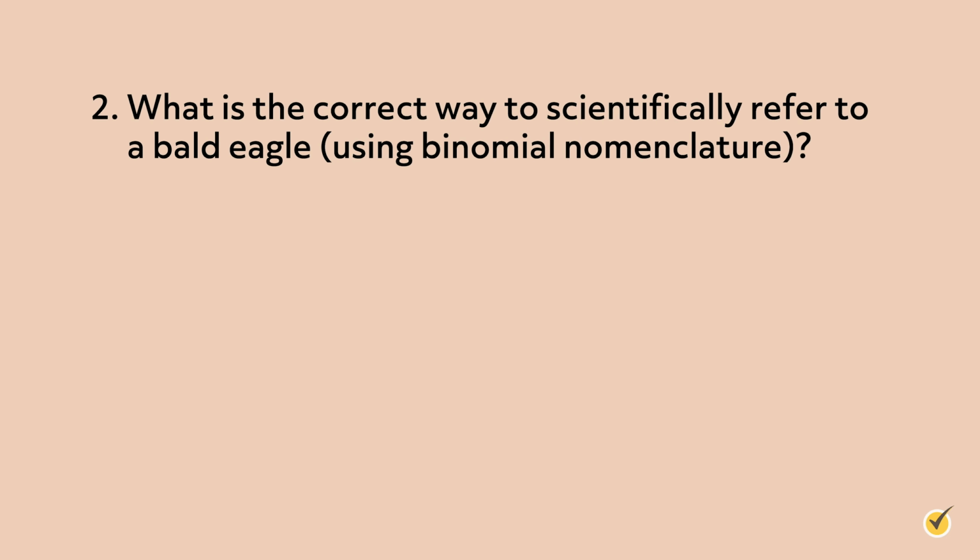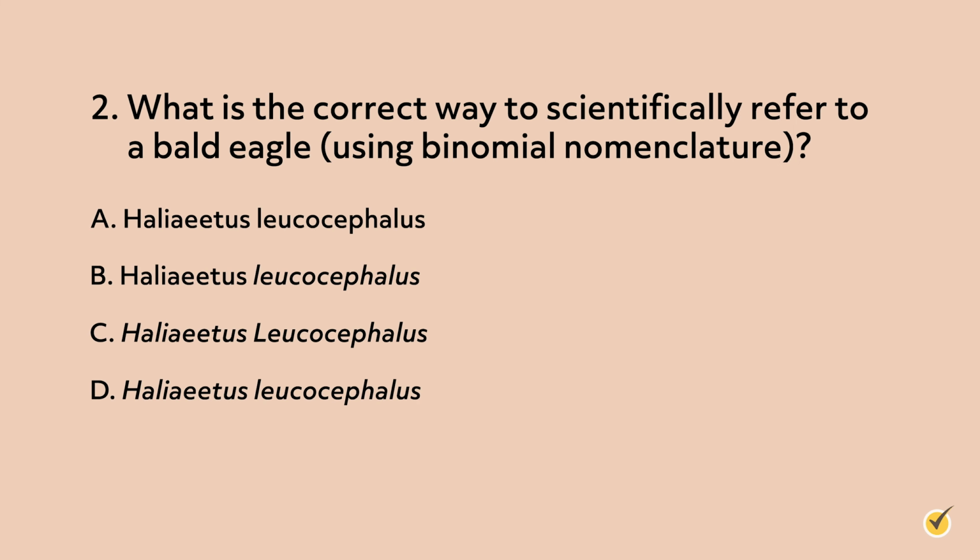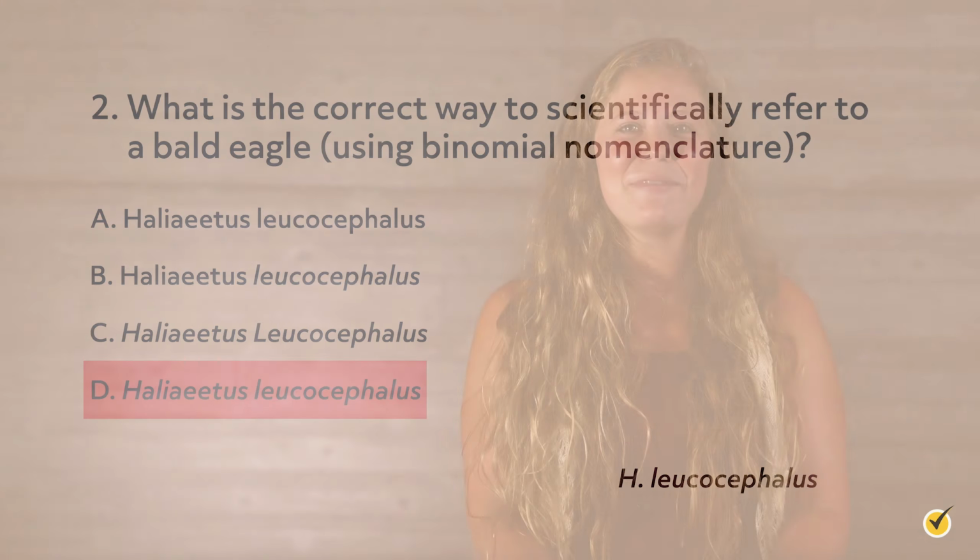2. What is the correct way to scientifically refer to a bald eagle using binomial nomenclature? The correct answer is D. Remember that when we use binomial nomenclature, the genus is always capitalized while the species stays lowercase, and both words are written in italics. Another perfectly acceptable way to write this would be by abbreviating the genus to the first letter of the word, followed by a period. So another correct way to write this would be H. leucocephalus.